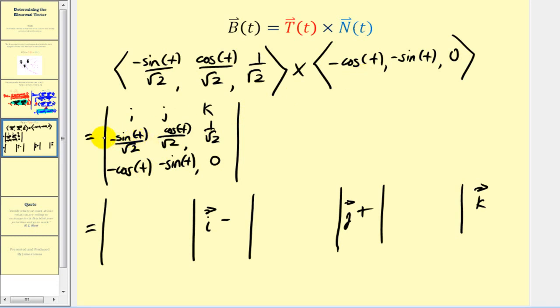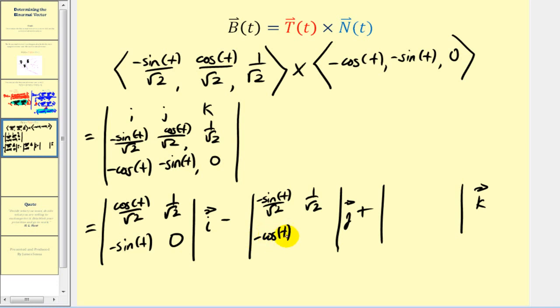Now we'll evaluate this 3 by 3 determinant by using the cofactor expansion method. Here we're going to eliminate row 1 and column 1. Here we'll eliminate row 1, column 2. And then lastly, we'll eliminate row 1, column 3.